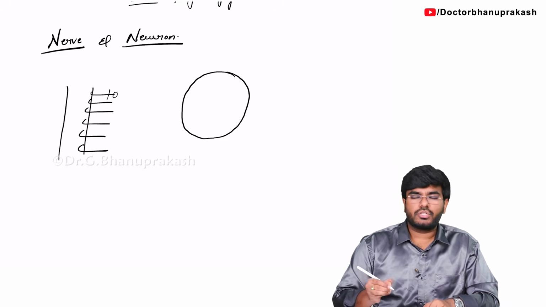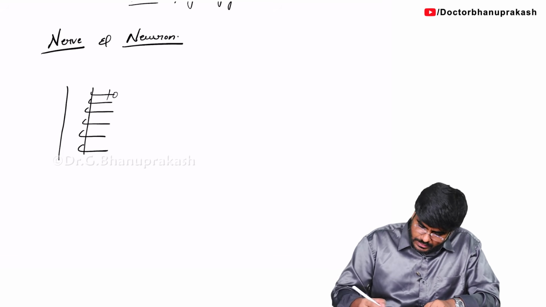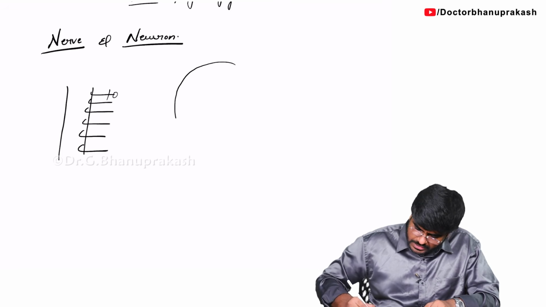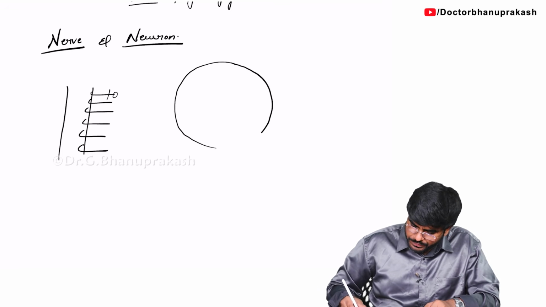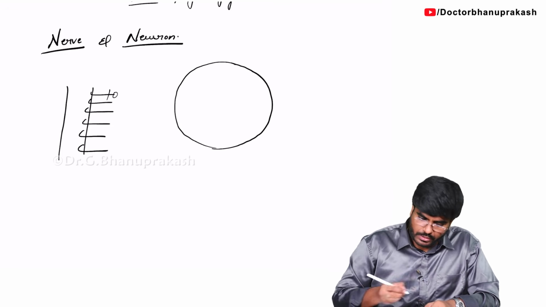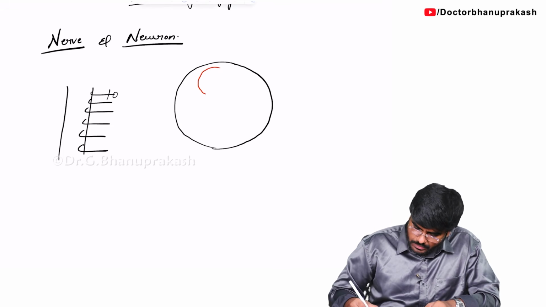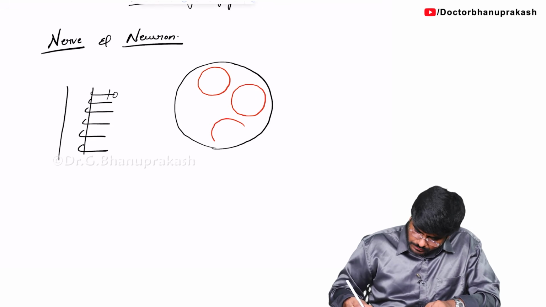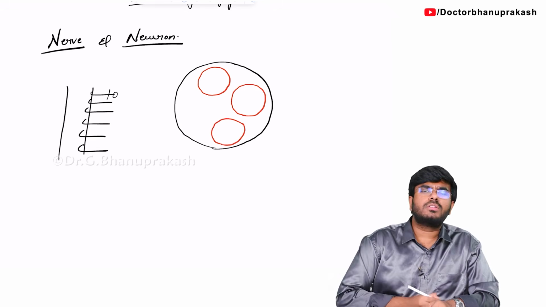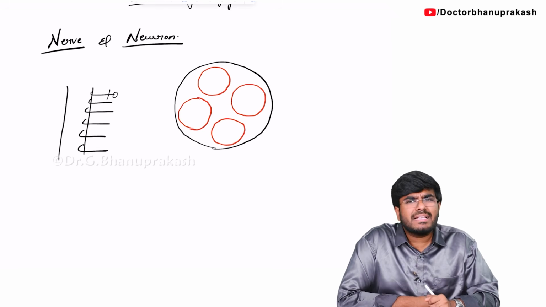Guys, here is a cross section of a nerve, let's say. Let me make it big so that you will understand it better. Inside this nerve we have lots of fascicles. Lots and lots of fascicles are present. So what exactly are these fascicles made up of?